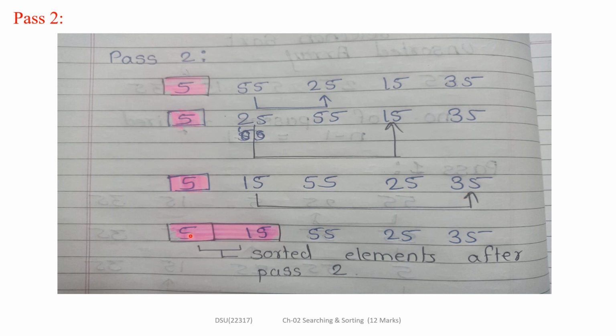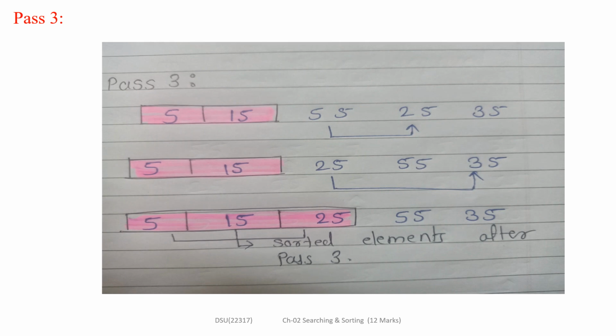Now after pass 2, we got two sorted elements, that is 5 and 15, and these are the three unsorted elements. Now we will go for pass 3. In pass 3, these are the two elements already sorted. This is the one subarray which has the sorted list, and this is the other subarray which has the unsorted list. Now we have to compare the third element with the fourth element. Now 55 is compared with 25. As 55 is greater than 25, swapping will be done.